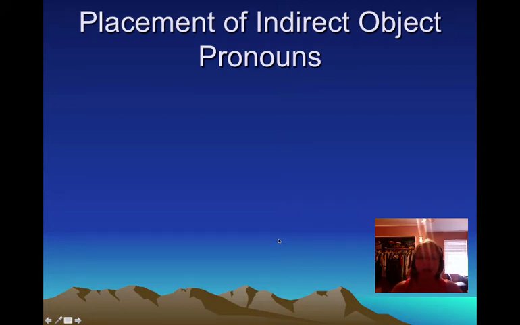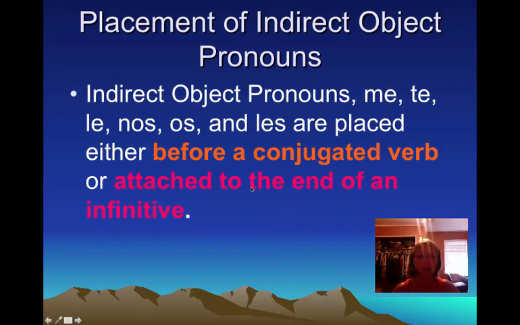Okay, so where do these go? ¿Dónde son los pronombres de objetos indirectos? All right. Indirect object pronouns, me, te, le, nos. Don't worry about os, that's for the vosotros. We're not going to worry about it. And les are placed in one of two places, either before a conjugated verb or attached to the end of the infinitive. Sound familiar? It should, because we do the same thing with direct object pronouns. And now I know you're going, what? It's okay. I shall explain in more depth later.